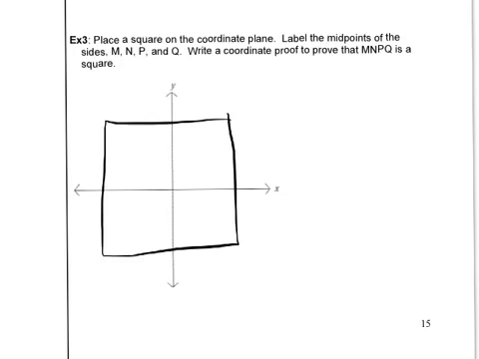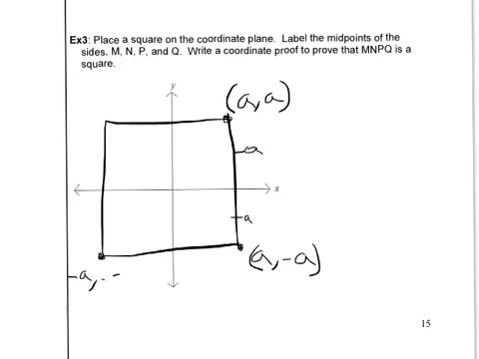And then let's label all the vertices. Well, this would just be a positive A. And by the way, that means that this is a distance of A, and this is a distance of A. And so this would be A, negative A, and this would be negative A, negative A, and this is going to be negative A, positive A. The reason why I wanted it like that is because since I'm dealing with the midpoints, now I have midpoints that are really easy to find. Look, they're right there on the axes, and I don't have to work really hard to find them.